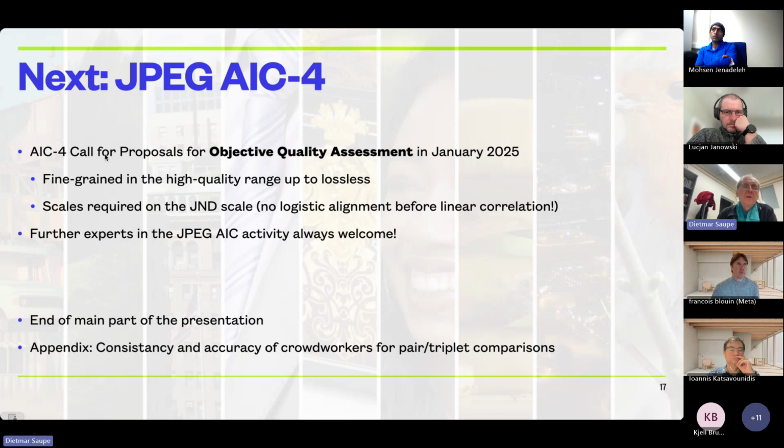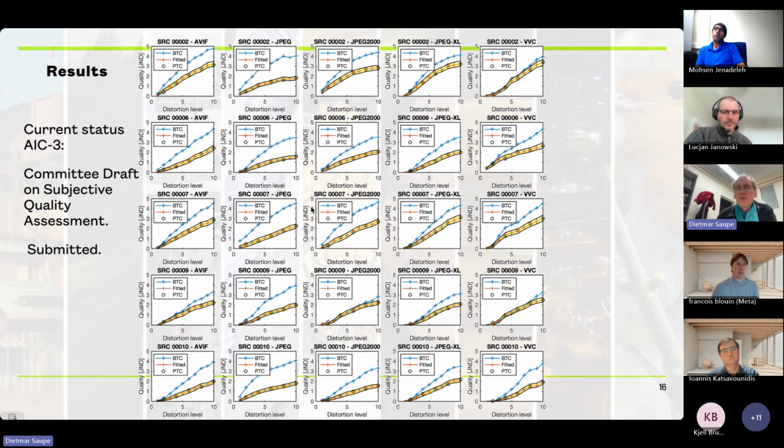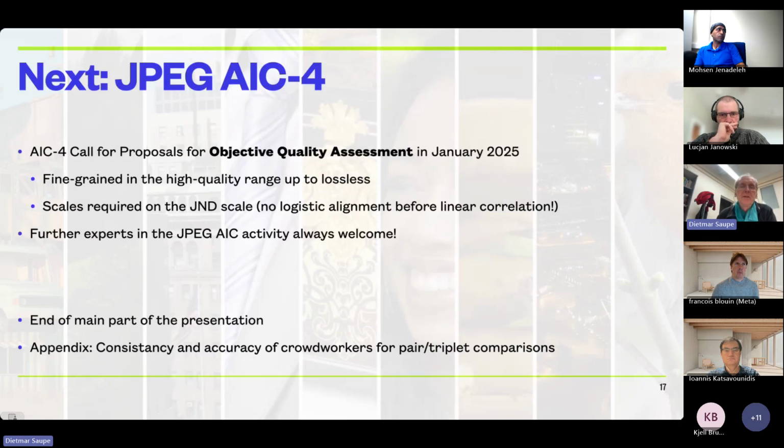So there will be a call for proposals now for objective quality assessments next year in January, so just 2 months from now, where basically the objective is to have a metric that would predict the values that we have computed here, or that will be computed in a future study that will have to be done next year after the raters are in. Okay, so there the scales are required to be on the JND scale, so no logistic alignment before linear correlation, for example.